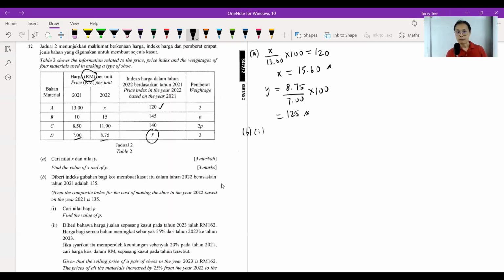All right, part A done. Part B. Given the composite index for the cost of making shoes in 2022 based on 2021 is 132. Okay, I know my composite index. And I know my Y is 125. If I combine these indices, I should get the composite index I bar as 135. Remember, the composite index is given by the sum of IW divided by the sum of W. So we take the individual price index and multiply with the weightage, the pemberat. Just times together.